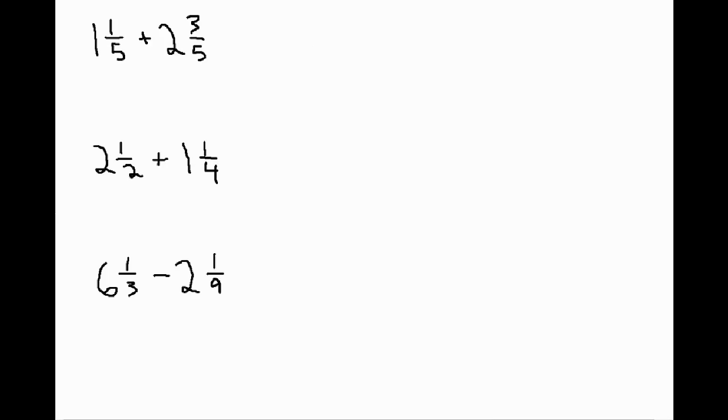Now that we've seen a couple of examples of how to add mixed numbers, let's try a few. So to finish off our lesson today, try these 3 questions yourself. Once again, the first thing you're going to want to do is change them to improper fractions. Then make the denominators the same, add the numerators, leave the denominators the same. The last one is actually a subtraction question, but remember the rules for subtraction are exactly the same.